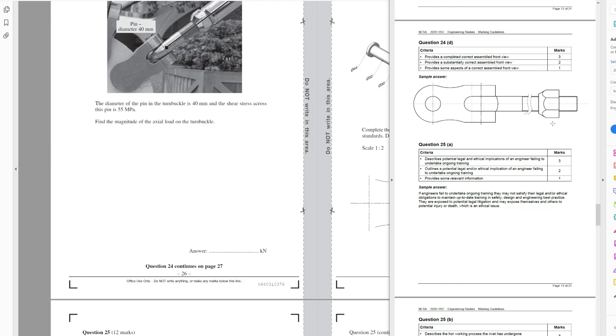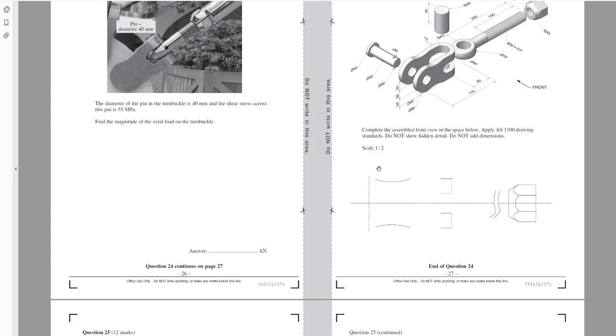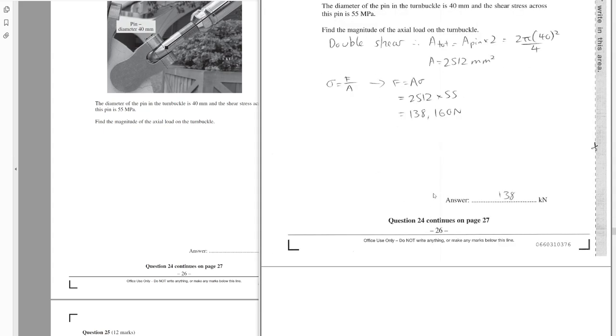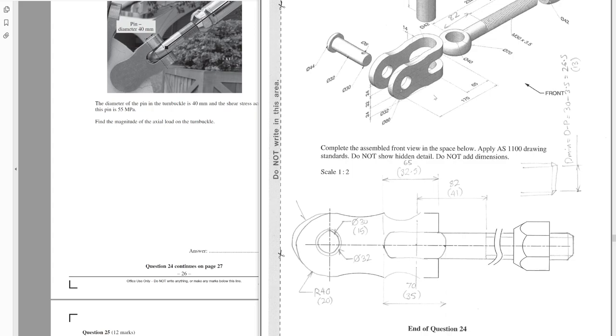You need to show the thread. So effectively you're looking at three different parts. I don't want to say this is exactly how it goes, but we've got one mark for drawing this radius and this circle, one mark for showing this loop of the turnbuckle here, and another mark for correctly doing the thread. That's pretty much it, and that's pretty easy. I tried to be a little bit more exact, and this is what I did.